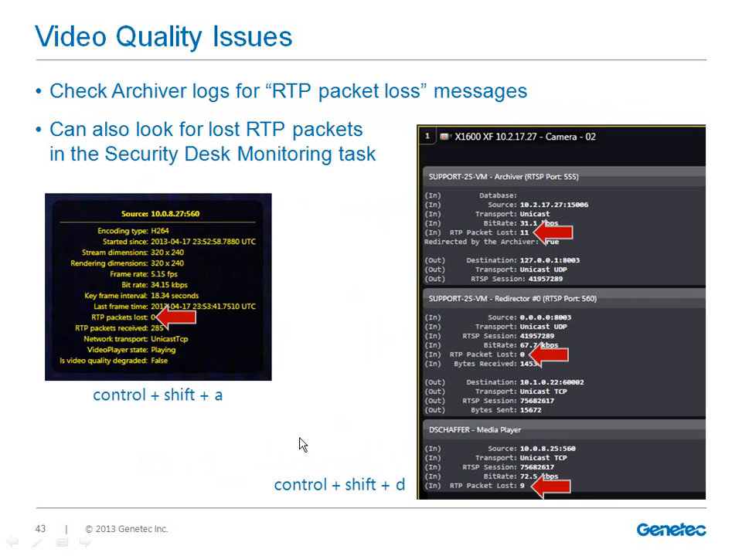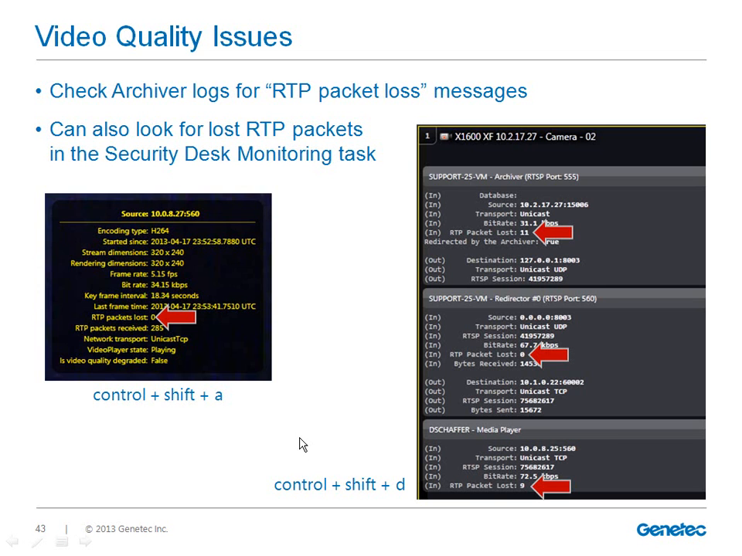Now, related to this, take a look in the archiver logs to see if there are any "RTP packets lost" messages, which means that not all the information is getting through and the full image is not being displayed. This can indicate a network problem, such as insufficient bandwidth or a bad connection.